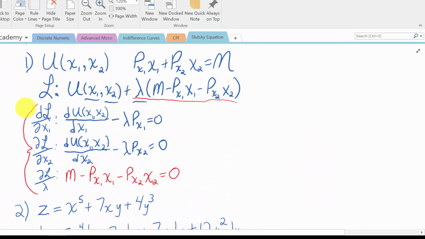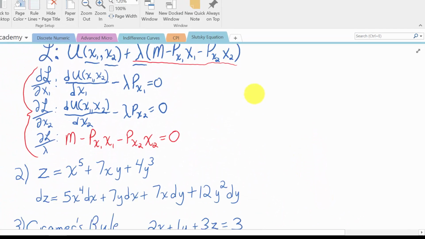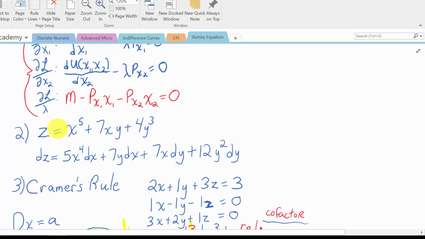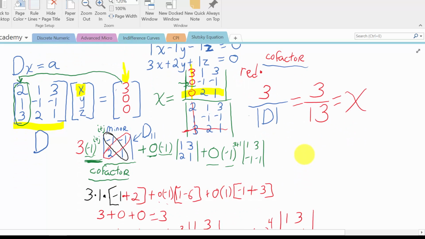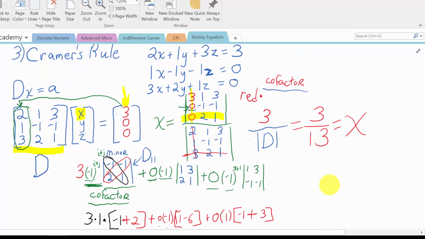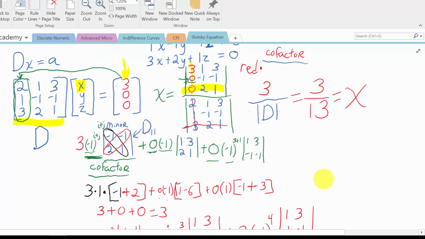We're going to start off with these 3 equations. We're going to do some total differentiation, and then we're going to use Cramer's rule, and we're also going to be on the fly doing some determinants here. And we're going to be also talking about minors and cofactors a little bit, okay? So keep all of this in mind, where in the next video we're going to delve into the Slutsky equation derivation. See you then.